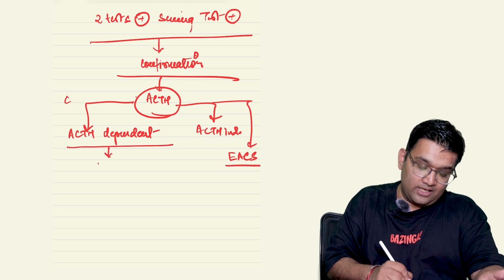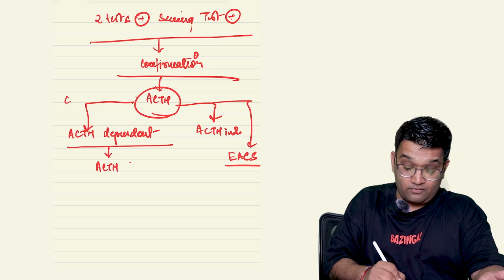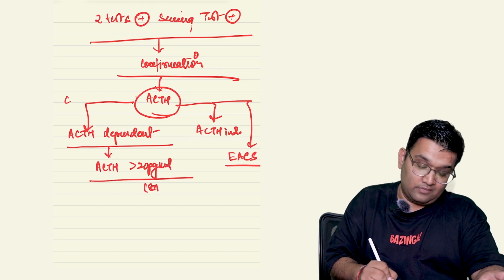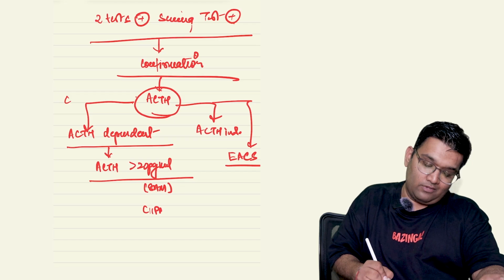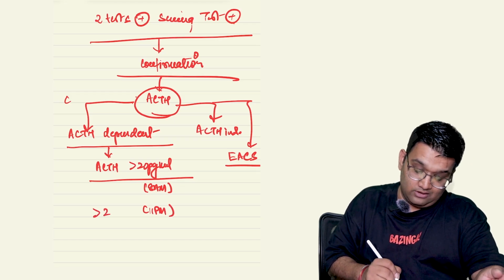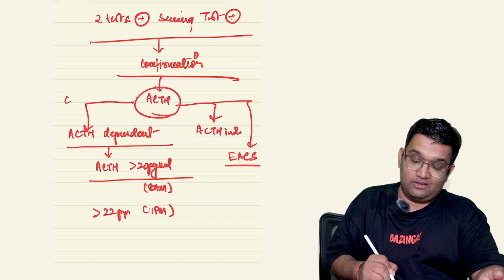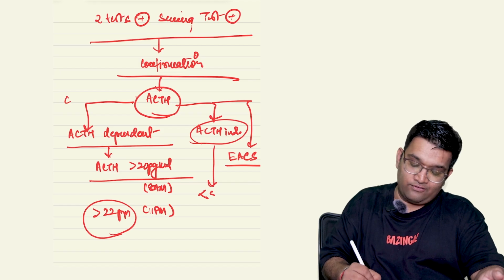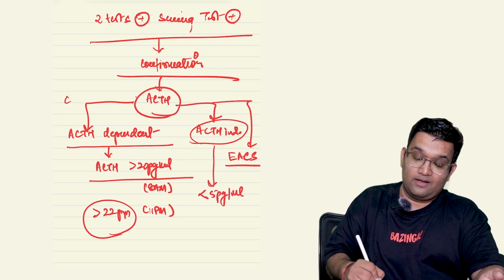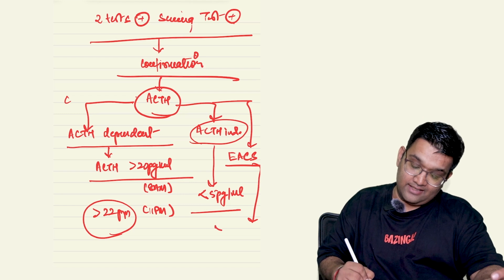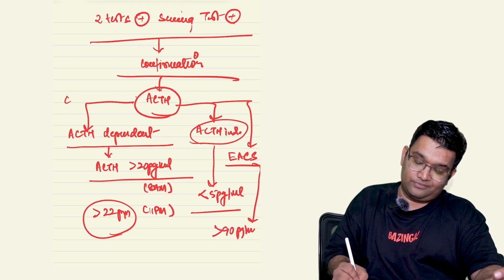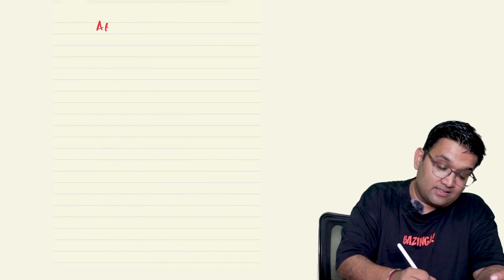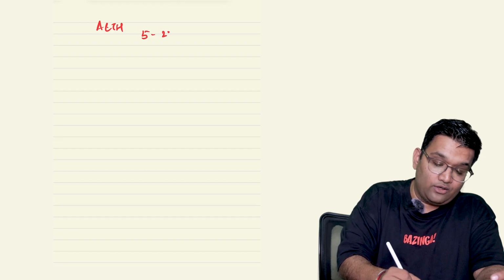ACTH-dependent, the cutoff is actually ACTH more than 20 picogram per ml. This is 8 am. Or if we are going to do 11 pm, then it is going to be more than 22 picogram per ml. If it is ACTH independent, then it is less than 5 picogram per ml. And if it is ectopic, ACTH is more than 90 picogram per ml. Now you will ask what happens if ACTH is between 5 to 22 picogram per ml.